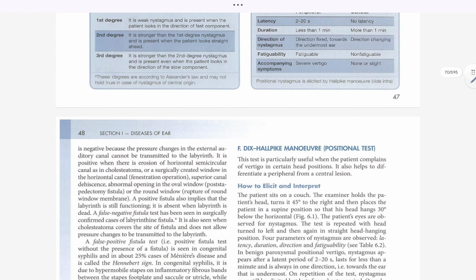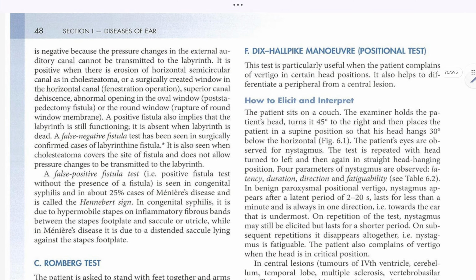Normally, the test is negative because the pressure changes in the external auditory canal cannot be transmitted to the labyrinth. It is positive when there is erosion of the horizontal semicircular canal, as in cholesteatoma, or a surgically created window in the horizontal canal fenestration operation, superior canal dehiscence, abnormal opening in the oval window, post-stapedectomy fistula, or the round window, rupture of round window membrane. A positive fistula also implies that the labyrinth is still functioning. It is absent when labyrinth is dead.